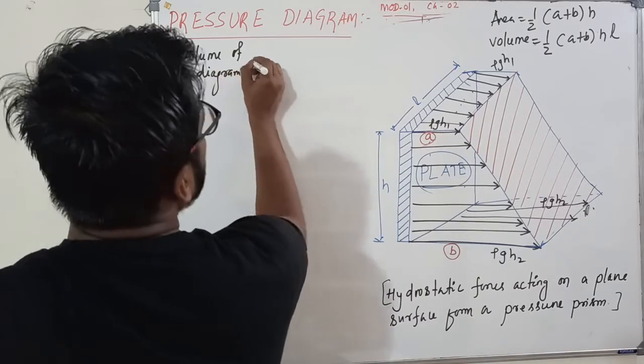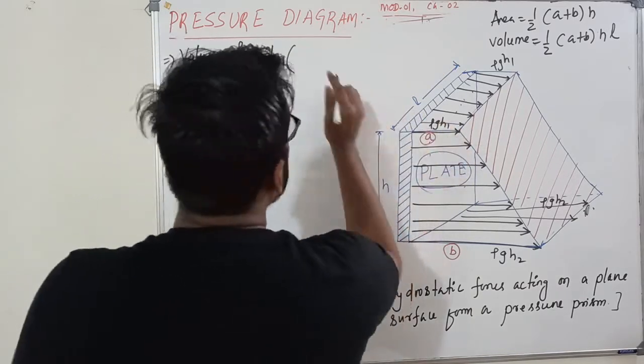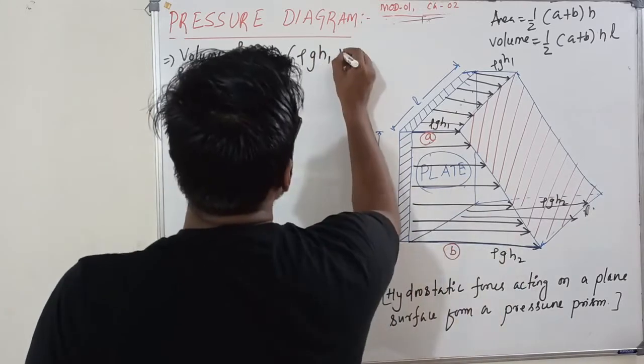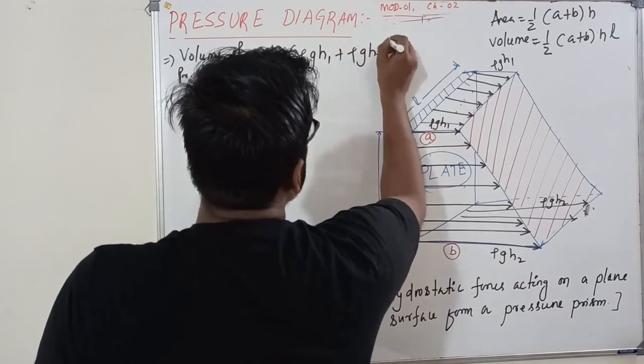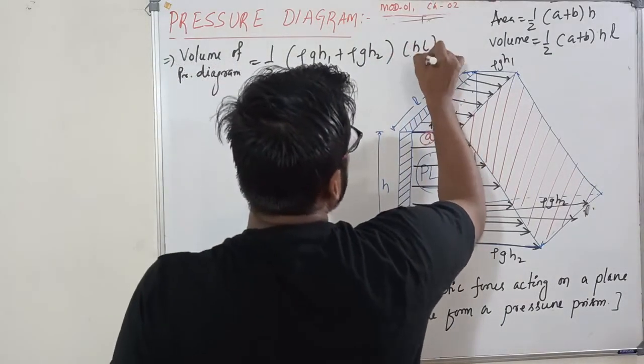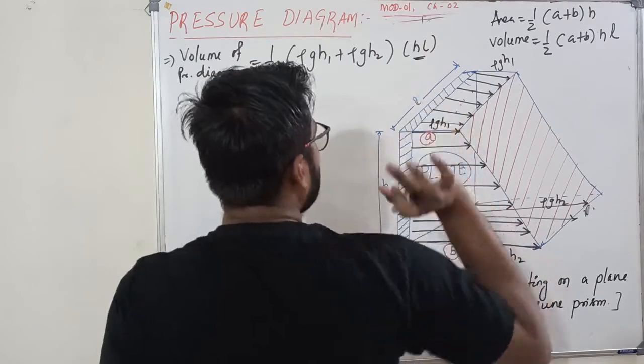Half. What is your value of A? Sir, A is rho g h1. What is the value of B? Sir, B is rho g h2. Very good. Multiplied by, sir, h into L. h is the height of this plate, L is the length of the plate.